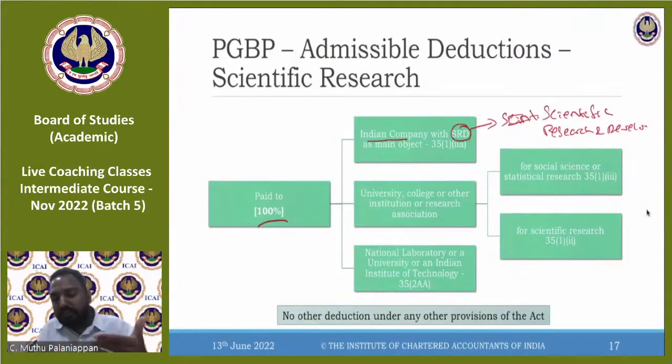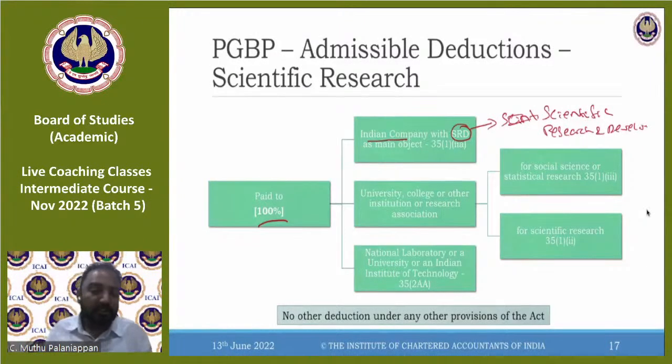If I am paying to such a company, I am not a company into scientific research. I am not a company into biotechnology. I am paying to another Indian company. What is an Indian company? An Indian company is a registered company under the Indian Companies Act 1956 or 2013.